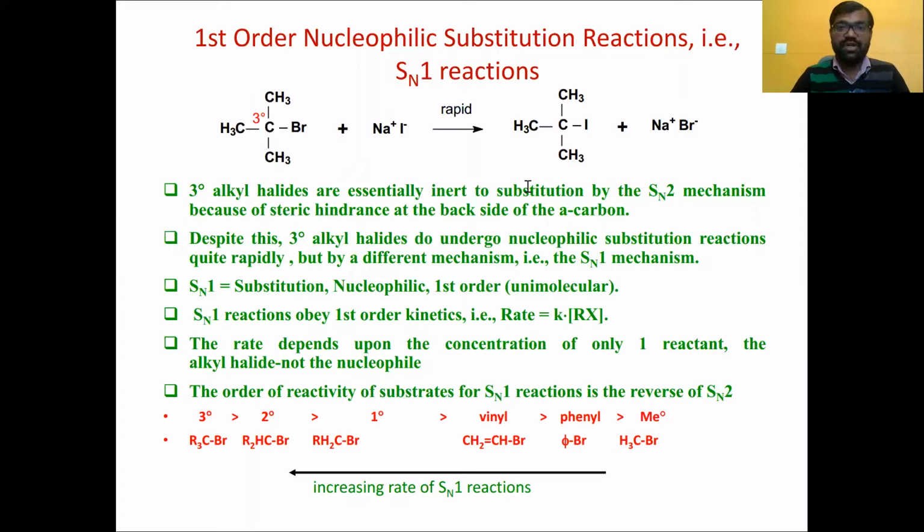You might have learned this already during your schooling, but today we are going to learn this reaction for the purpose of some different aspects, that is first order nucleophilic substitution reactions. As you can see on the screen, this is a reaction of a tertiary alkyl halide and a nucleophile, iodide. Tertiary butyl bromide and sodium iodide will react with each other rapidly. In the product, as you can see, the bromide has been replaced with iodide. So the product formed is tertiary butyl iodide along with sodium bromide.